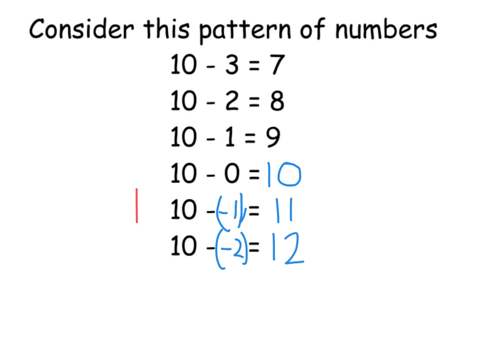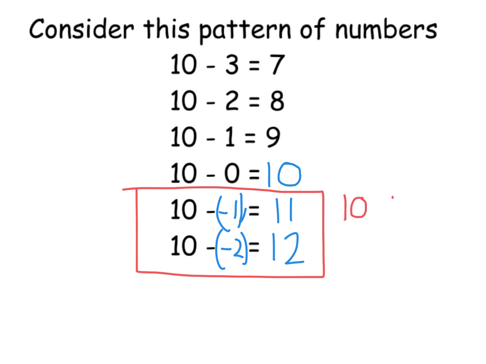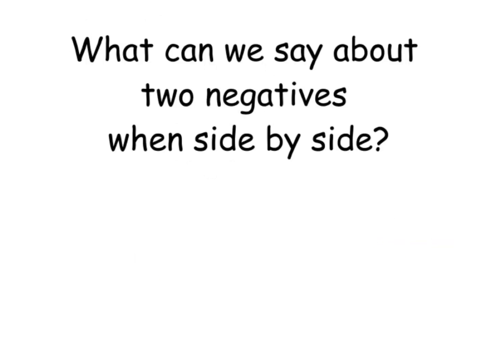What I want you to focus on are these last two sums here. I've got 10 minus minus 1 equals 11. And then I say, well, what other sum using a 10 and a 1 gives you an answer of 11? And you'll tell me, oh, it's a plus. And what other sum using a 10 and a 2 gives you an answer of 12? And people say it's a plus. So what does that tell you about when you've got two negatives side by side, like a minus negative number? Well, it's the same as having a big old plus.